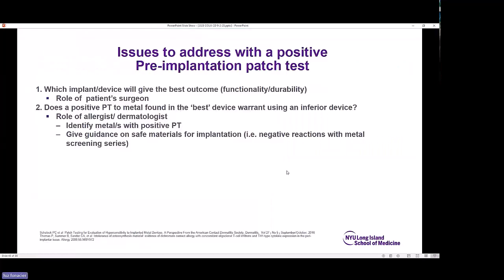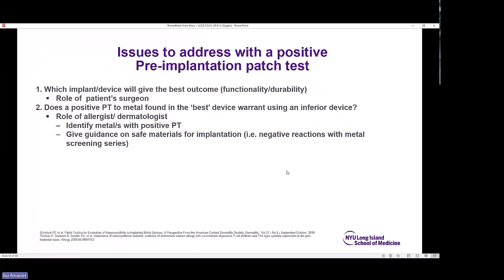So what if you did a pre-implantation patch test and you had a positive patch test? What as an allergist are you going to do with this information? There are a few issues. One is which of the implants will give the best outcome. If the implant with the nickel will give you the best outcome, functionality, and durability, that's not for you as an allergist to decide. That's for the surgeon to decide.